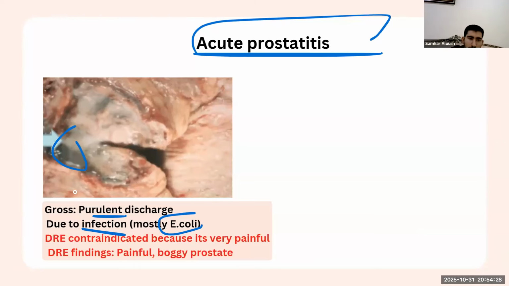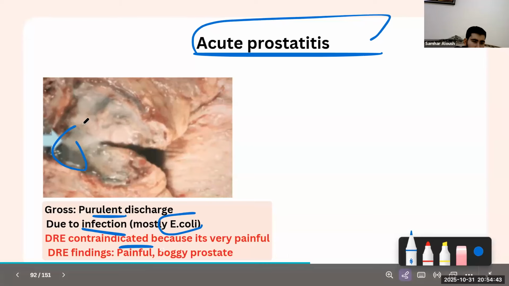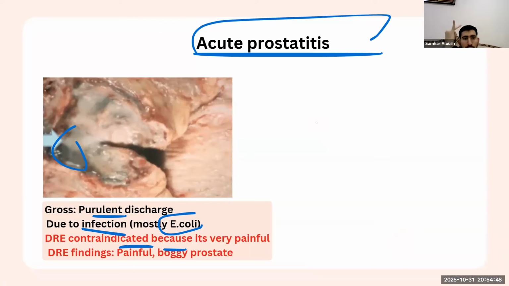Which of the following is contraindicated, in whom we don't do DRE? The answer is acute prostatitis. Why? It's tender, it's very painful. If we pressed on it, it's going to be very painful for the patient, so it's contraindicated. Still, if we did it, it's going to be very painful and a boggy prostate. Okay? That's what I want you to know for acute prostatitis: very painful, purulent discharge, most common cause is E. coli, and DRE is contraindicated.